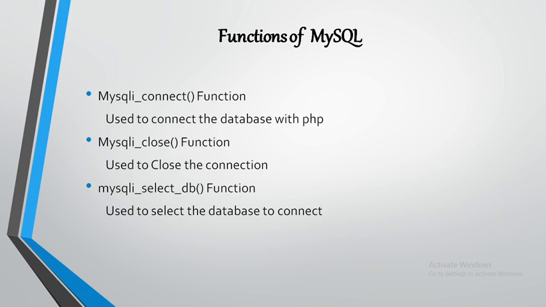The first one, the MySQL connection function, is used to create a connection between the database and the PHP scripting language. Next is the MySQL close function, which is used to close the connection between the database and the PHP scripting language. The third is the MySQL select DB function, which is used to select which database has to be connected with the PHP scripting language.